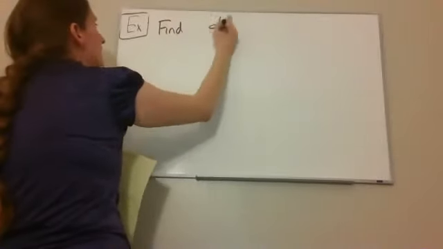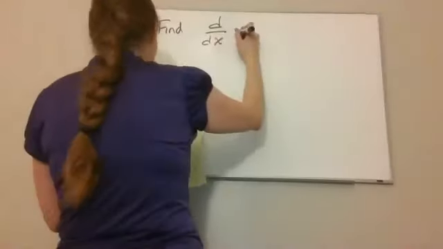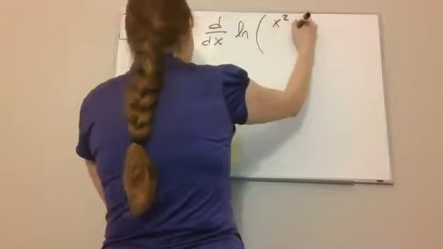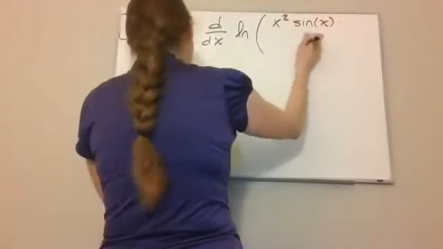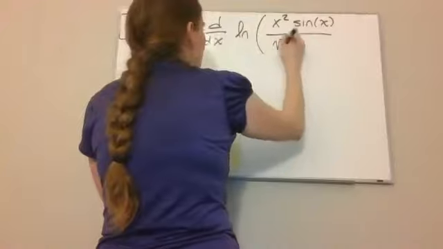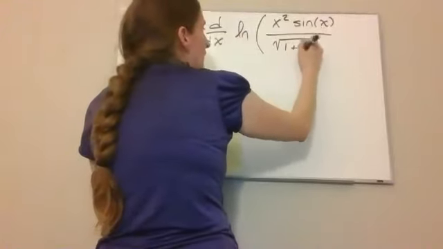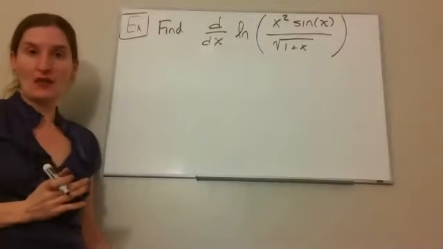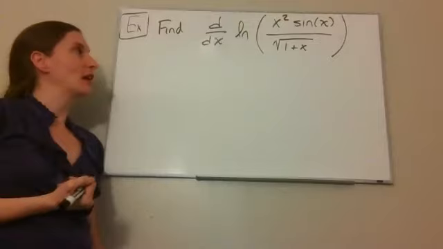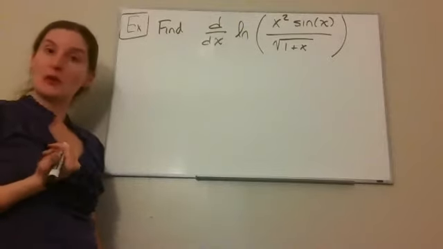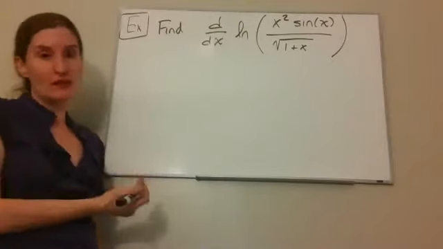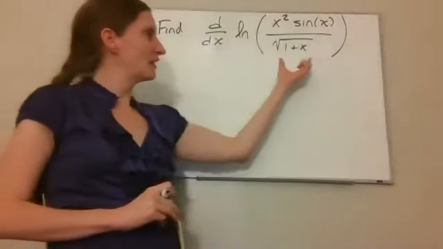Let's find the derivative of the natural log of x squared times sine of x over a square root of 1 plus x. Now this looks terrifying, and I know that, because right now you're thinking, okay, well, it's going to be a chain rule. I have to do 1 over all of that stuff in the parentheses times the derivative of the stuff in the parentheses. But how would I do the derivative of the inside here?